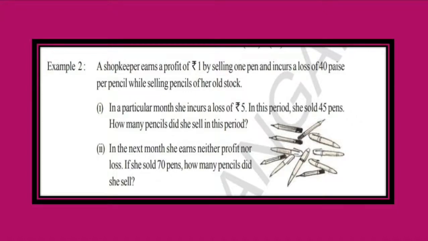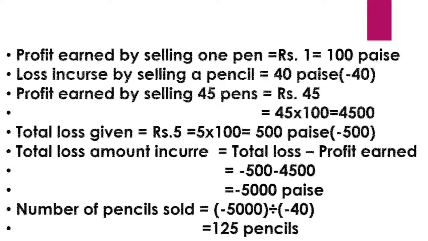Okay, so see that one. In selling a pen, she is getting 1 rupee profit. Just see the problem. Profit earned by selling one pen is nothing but 1 rupee, and 1 rupee is nothing but 100 paise. Loss incurred by selling a pencil is 40 paise. Here by selling a pencil she is getting a loss, so a loss amount in general we indicate by a minus symbol. That means whenever there is a loss we indicate this as minus. So here 40 paise loss she is getting, so minus 40.